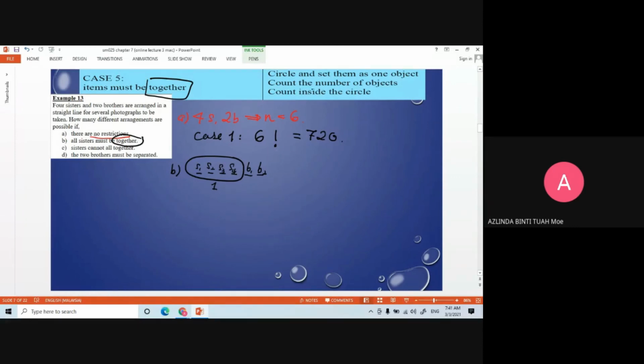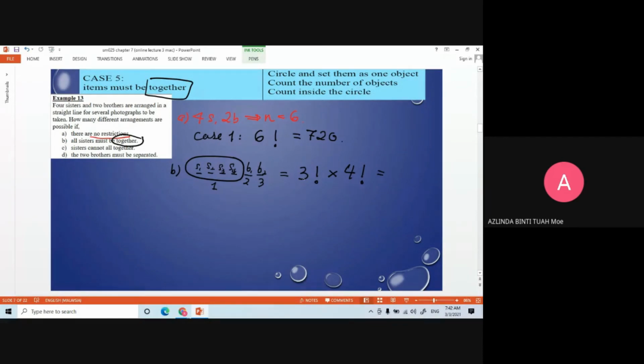Lepas tu dia suruh kita kira berapa bilangan objek yang ada. Ini tadi sebagai satu objek, kedua, ketiga. So there are 3 factorial times count inside the circle. So inside the circle we have 1, 2, 3, 4. 4 people. Okay, nanti kita akan tengok dia punya jawapan.